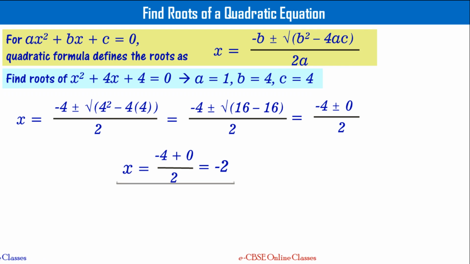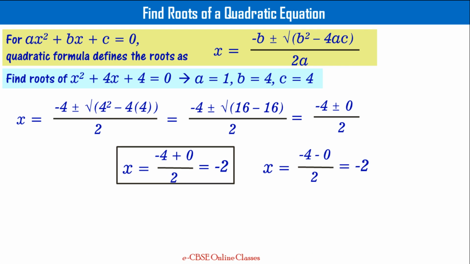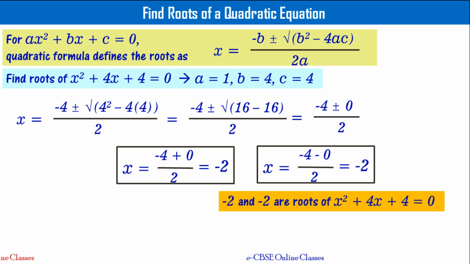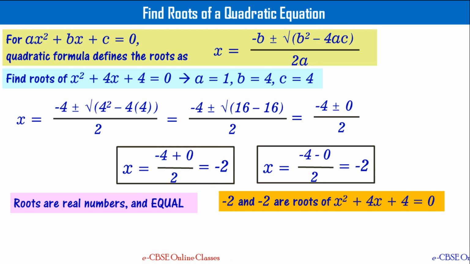It means that x can be written as minus 4 plus 0 divided by 2, that is equal to minus 2, and also can be written as minus 4 minus 0 divided by 2, that is also equal to minus 2, right? So now you can say that minus 2 and minus 2 are roots of x square plus 4x plus 4 equal to 0. Or in other words, you can say that minus 2 is a repeating root of this particular equation, right? When you observe these roots, what you can say is roots are real numbers and they are equal, right? Please take a note of that.